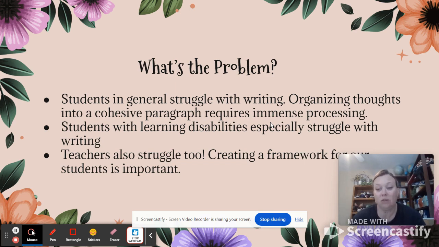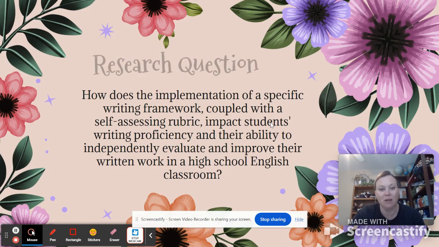Also, students in general with their learning disabilities really struggle with writing. And on top of that, teachers do as well. We struggle with teaching writing and creating frameworks that will help them to understand the process better. We have to give them that. So that's my problem, which led me to my research question.